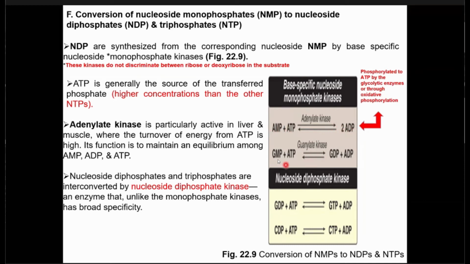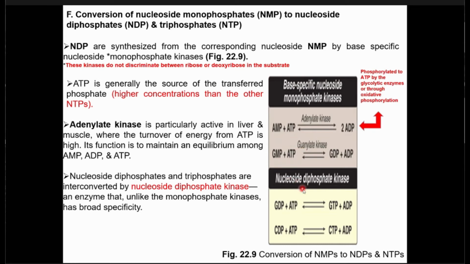Here is GMP. If you take one phosphate from here and give it to GMP, it becomes GDP, diphosphate. And here it's left with adenosine diphosphate, because you have given one phosphate. You see here there are two different enzymes: adenylate kinase, and you know from the previous lectures that kinase means giving a phosphate. Adenylate because it's adenine, guanylate because it's guanine.